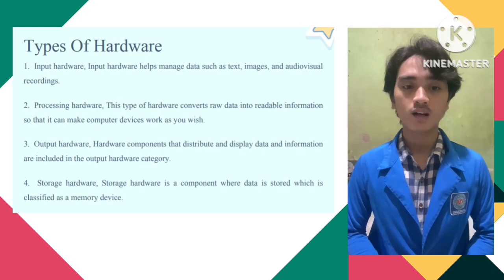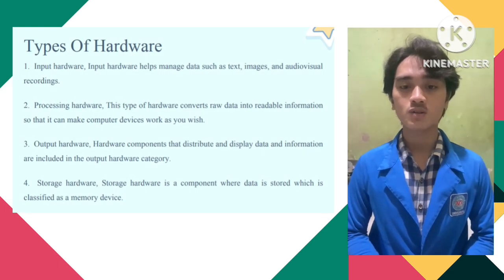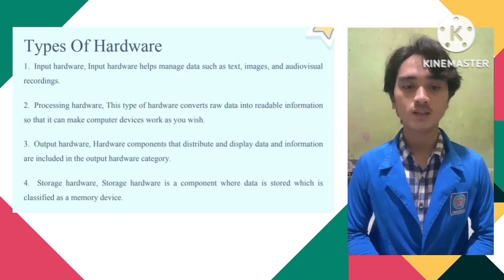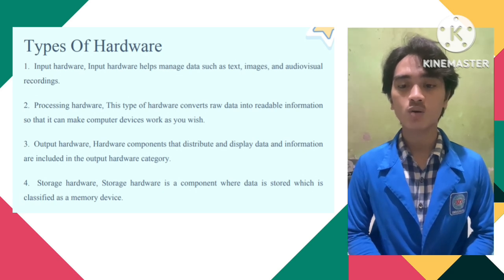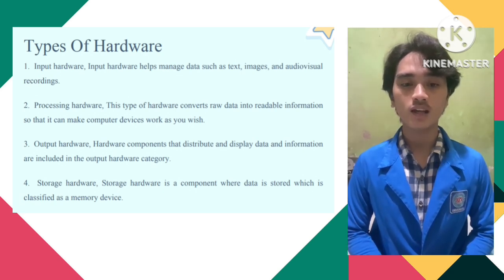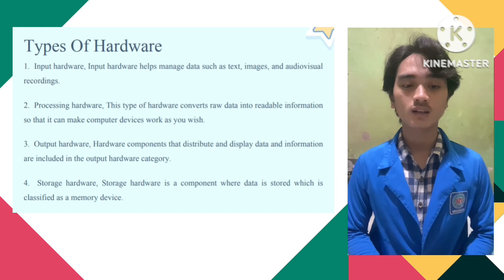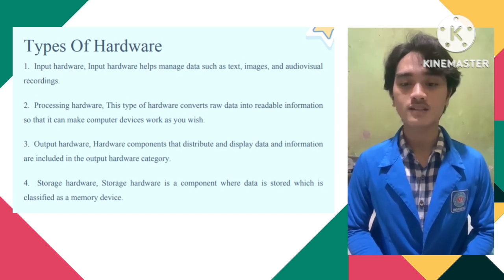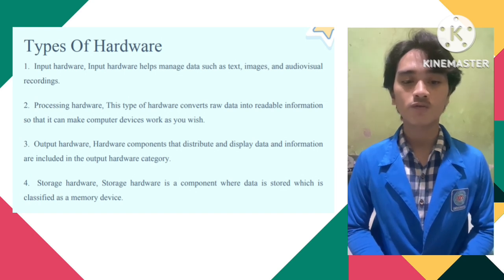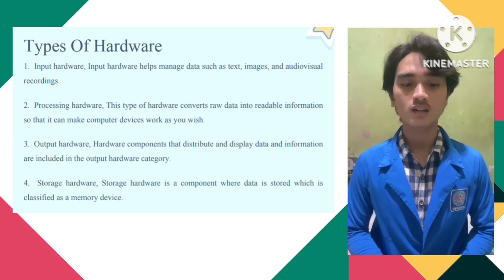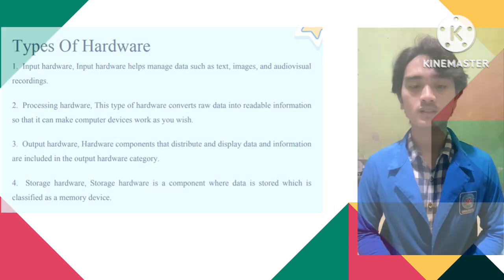Types of hardware. There are four types of hardware used in a computer system. First, input hardware. Input hardware is a type of hardware component used to enter raw data and is categorized as an input device. Input hardware helps manage data such as text, image, and audiovisual recording. Second, processing hardware. Processing hardware is a core component of a computer device. This type of hardware converts raw data into readable information so that it can make the computer device work as you wish.